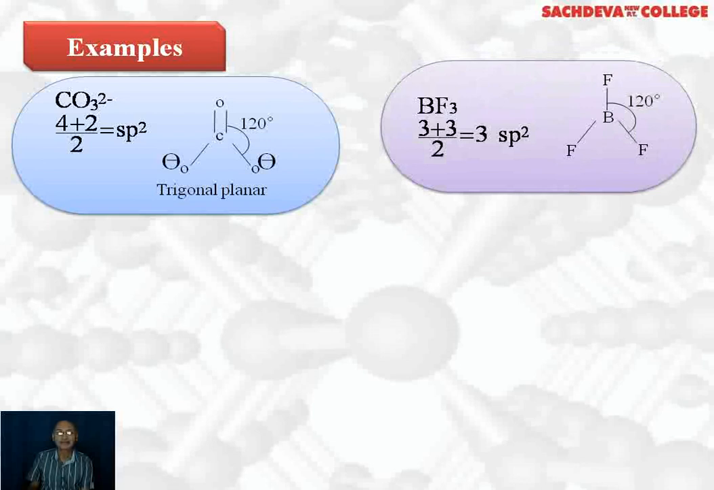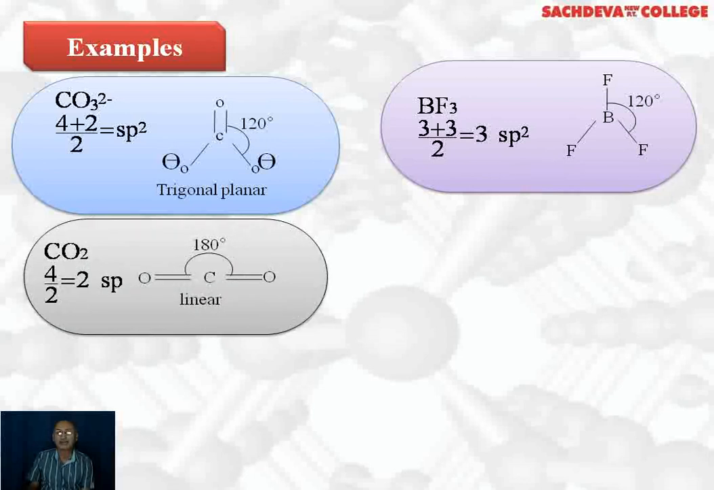The next example I am going to take up is BF3. Boron has 3 valence electrons. There are 3 surrounding fluorine atoms. 3 plus 3 divided by 2 gives you 3. It is sp2 hybridization. BF3 is trigonal planar with bond angle 120.